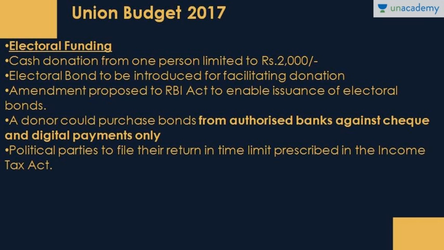Next, coming to electoral funding, very important. The government was criticized a lot after demonetization. So electoral funding reforms have been proposed. What are they? Firstly, an individual can donate via cash only up to rupees 2000. Simultaneously, a new provision, to be done by amending the RBI Act, for electoral bonds. These electoral bonds can be issued from authorized banks only against cheque and digital payment. Simultaneously, political parties are supposed to file their income tax return within the prescribed time limit.